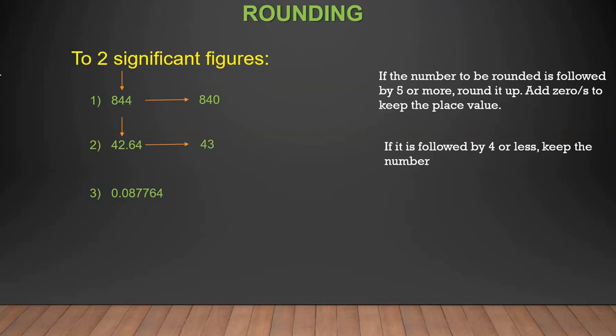The next, we have 0.087764. The second significant figure is 7 and is followed by 7 as well, which is greater than 5. So we're going to round up 7 to 8, making it 0.088. There is no need to write zeros in place of 764 because that will not change the place value.